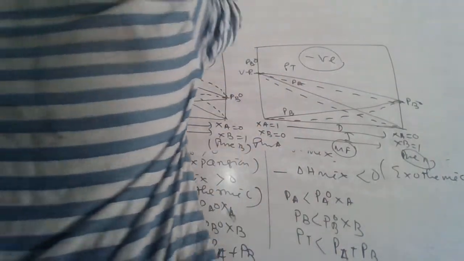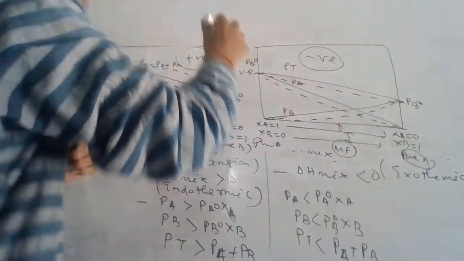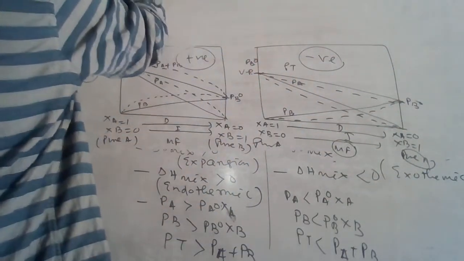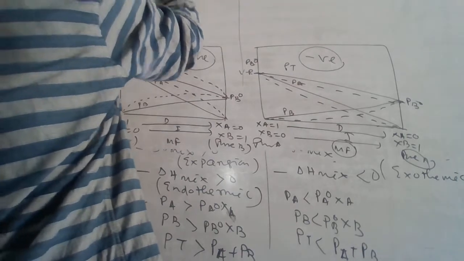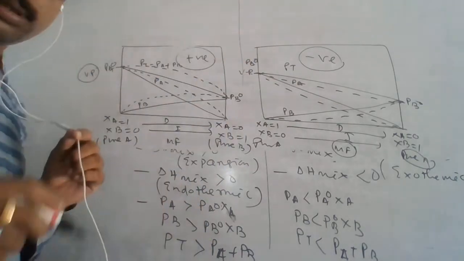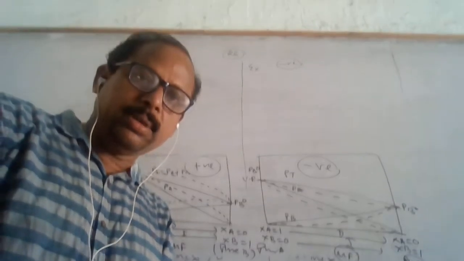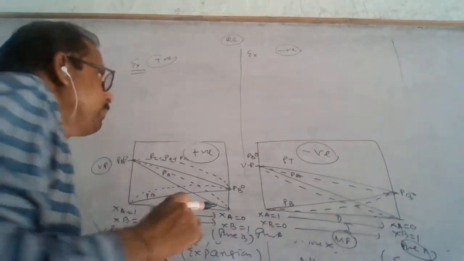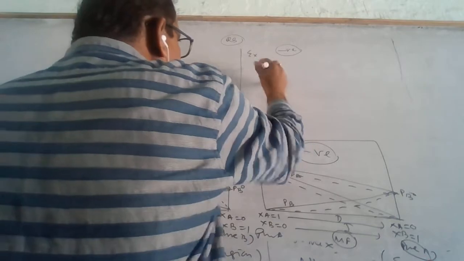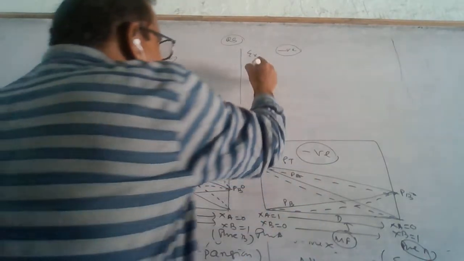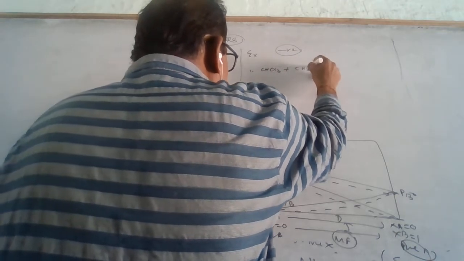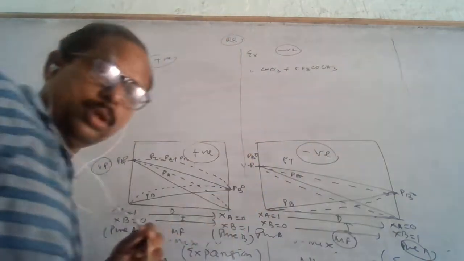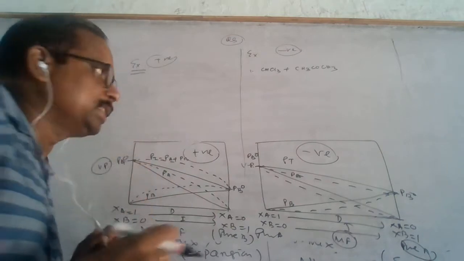The only thing left is that I have to give some examples, examples of the positive deviation and examples of the negative deviation. Negative deviation means the force of attraction is more. One of the examples I have explained is chloroform and acetone. Because of the hydrogen bonding, the force of attraction increases here.